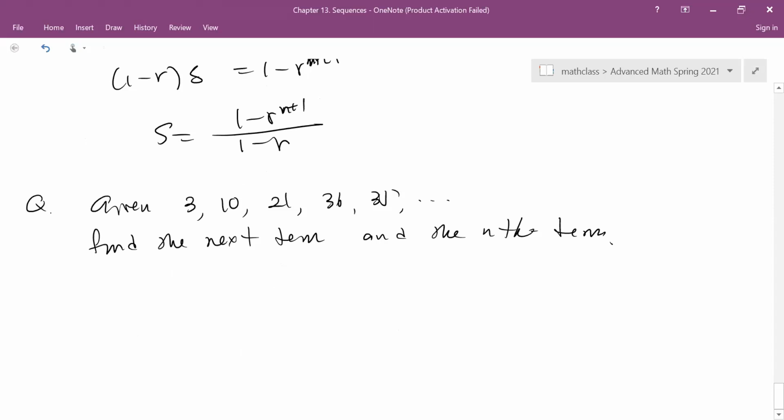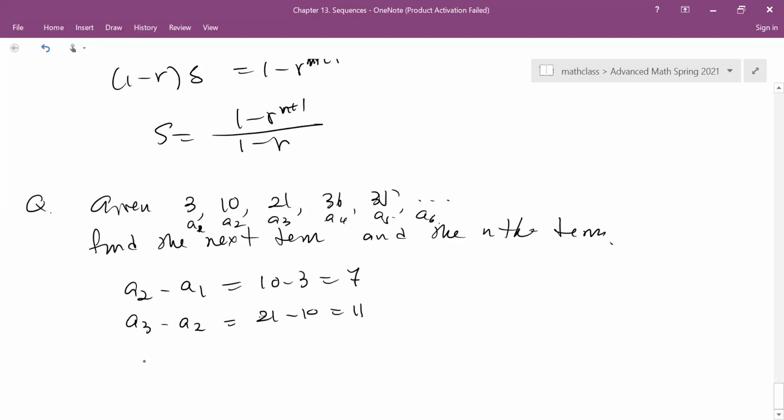Okay, let's take a look at this. So this is A1, A2, A3, A4, A5. We actually want to find A6. So at least you should be able to figure out the next term, okay? So the difference, A2 minus A1 equals 10 minus 3, which is 7. A3 minus A2, it's 11. Okay. A4 minus A3, 36 minus 21, 15.